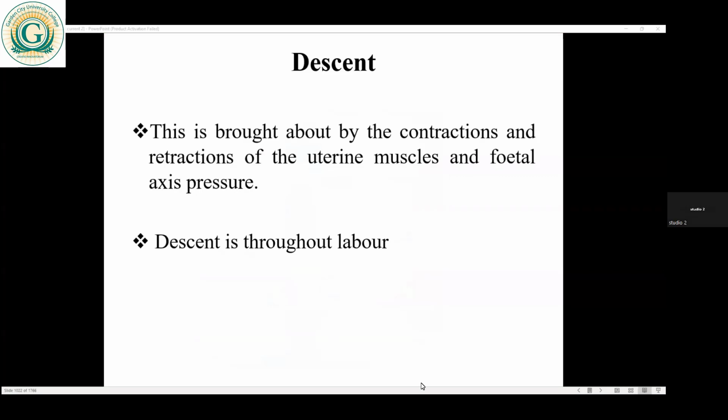All right, so the movement of the baby. When the baby starts coming, we have descent. It is brought about by the contraction and retraction of the uterine muscles. The baby continues to descend throughout the labor. When the baby has started coming, we call it descent. You can't stop it. It will continue coming throughout the labor.